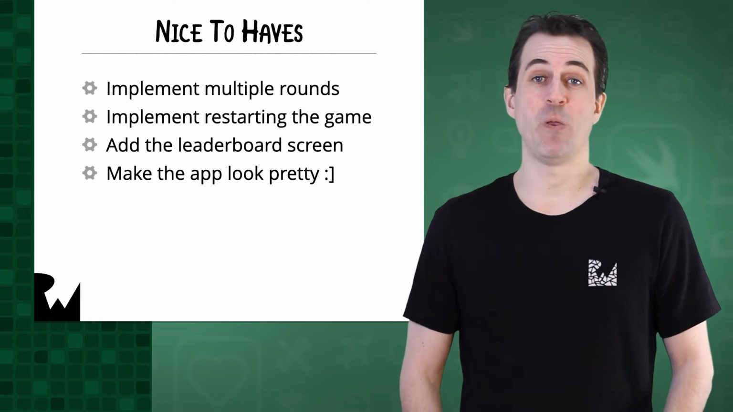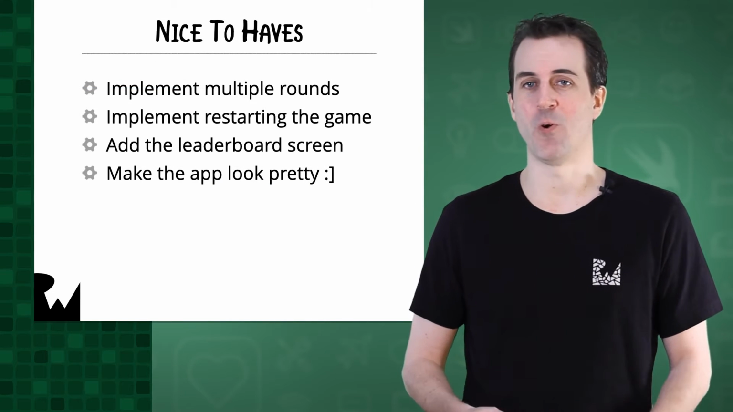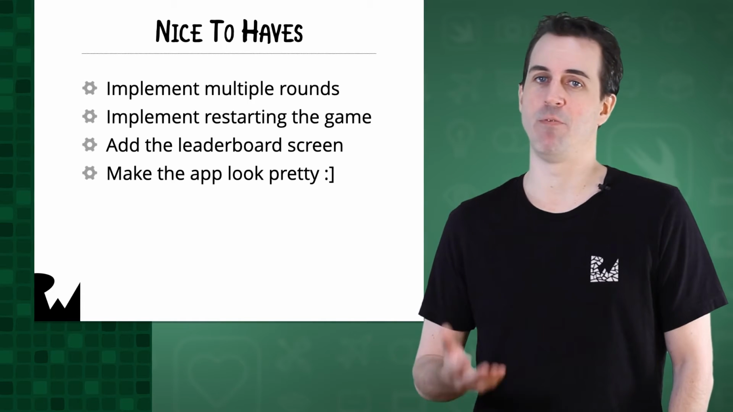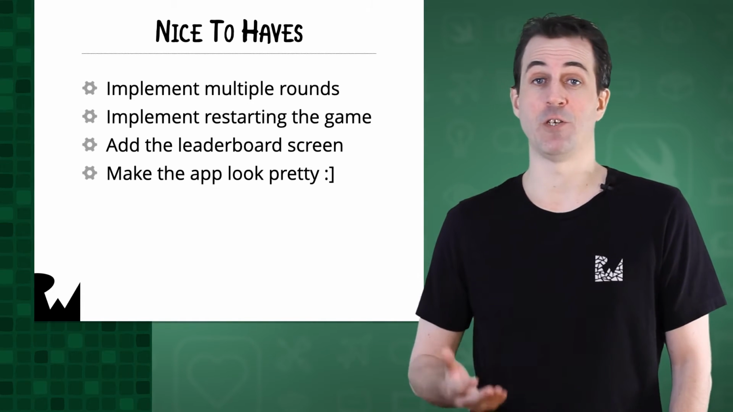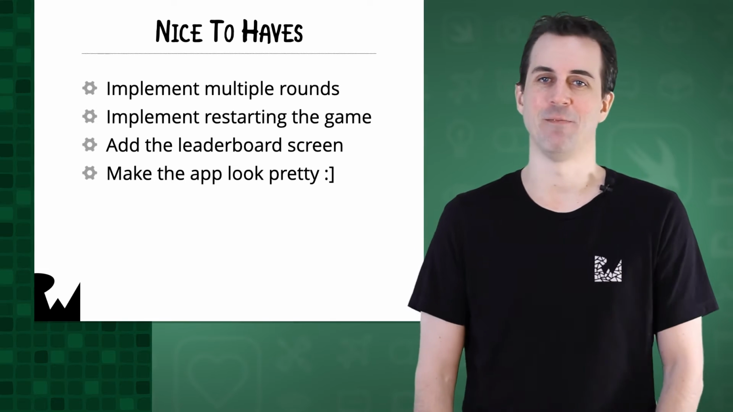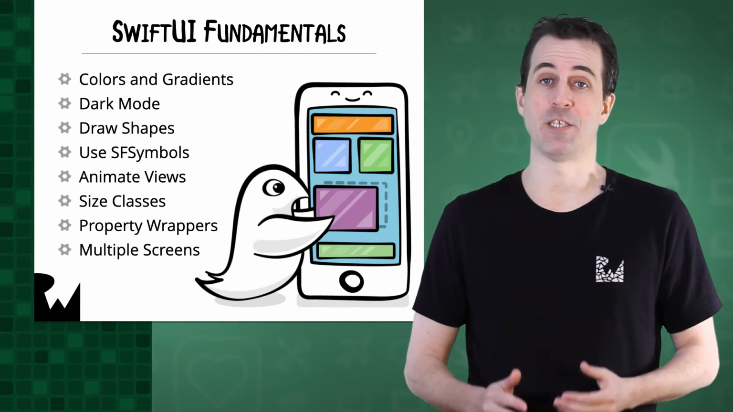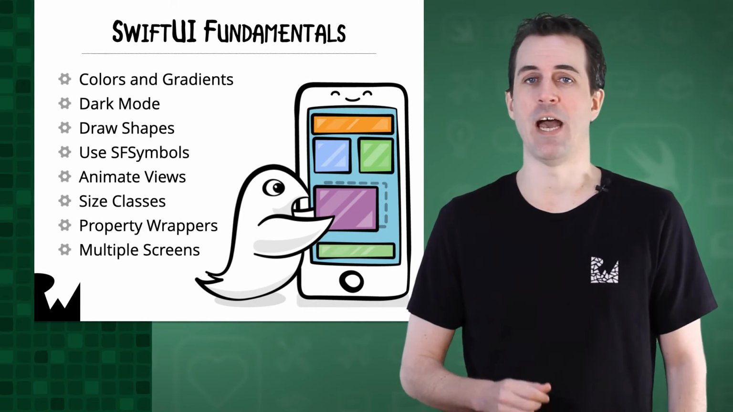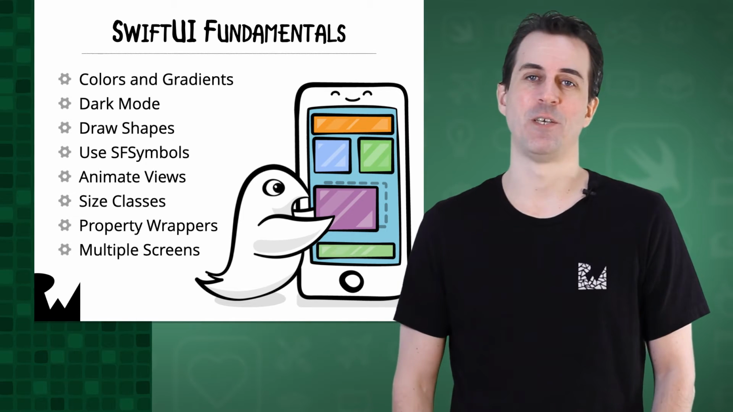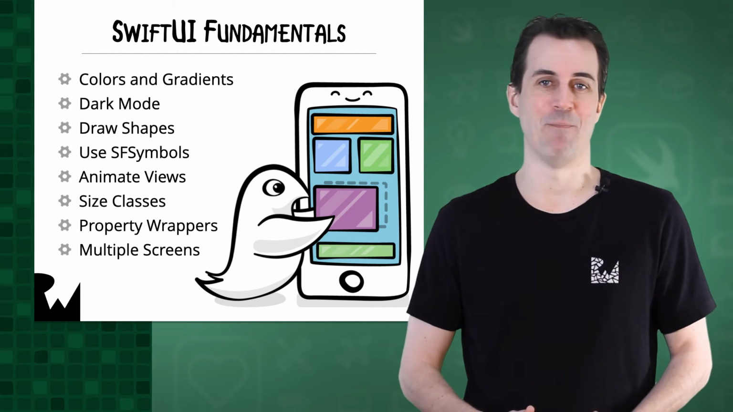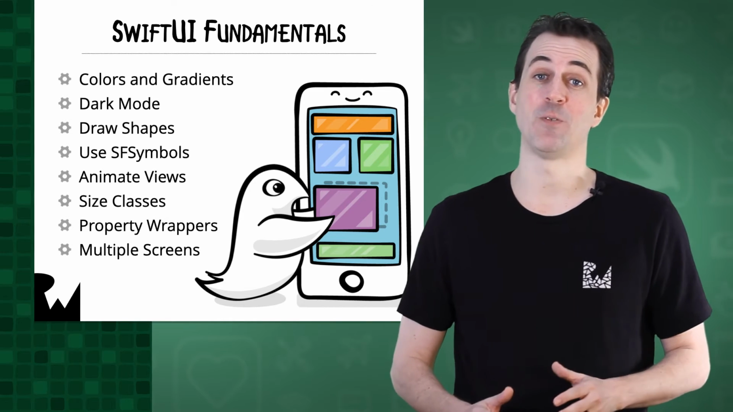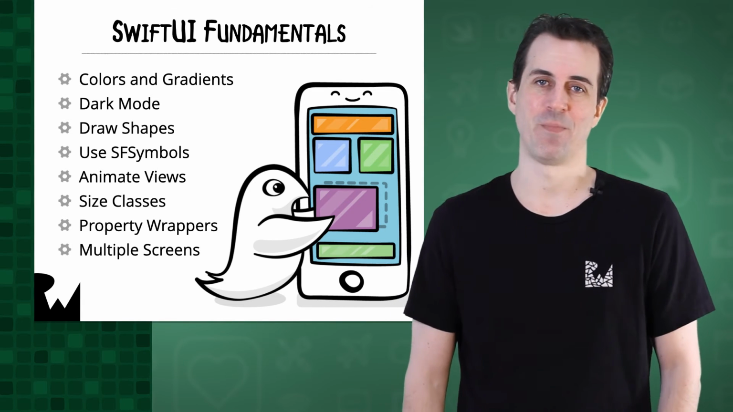To accomplish this, we'll be working through the nice-to-haves in our programming to-do list that we made in the previous course, which are to implement multiple rounds, implement restarting the game, add the leaderboard view, and make the app look pretty. Along the way, you'll learn about some SwiftUI fundamentals, including how to use colors and gradients, add dark mode support, draw shapes, use SF symbols, animation, size classes, property wrappers, present multiple screens, and so much more.